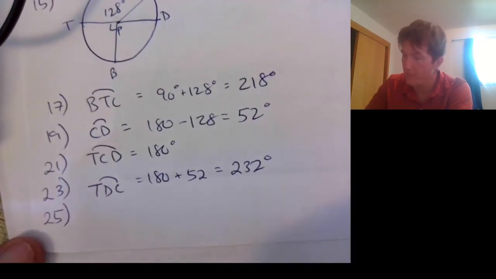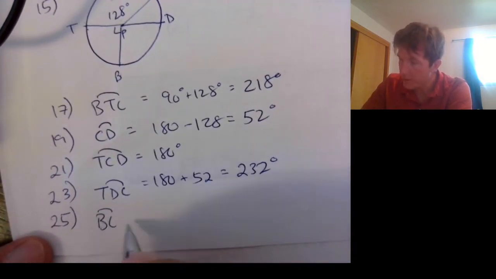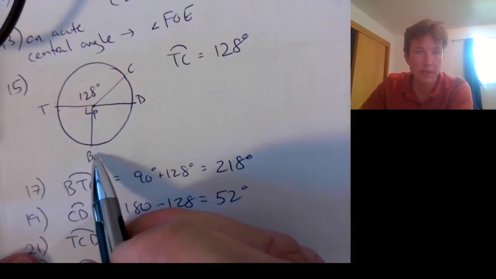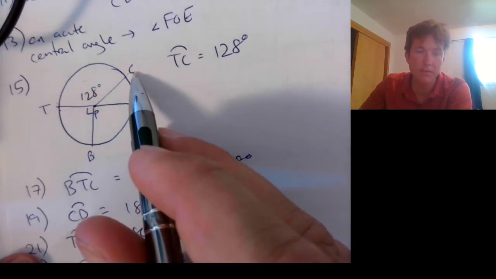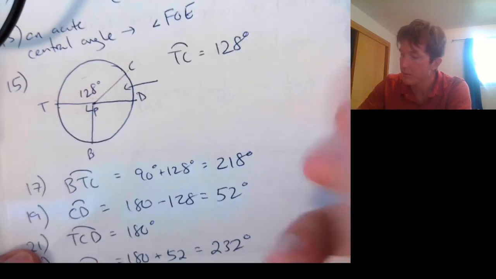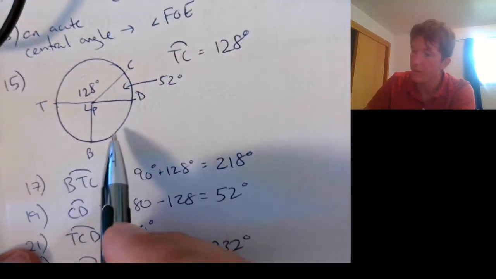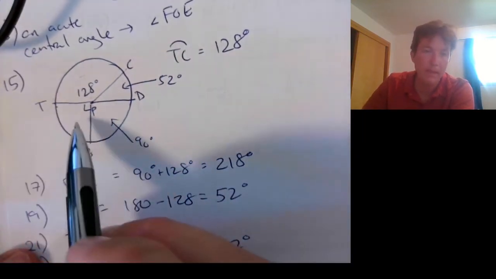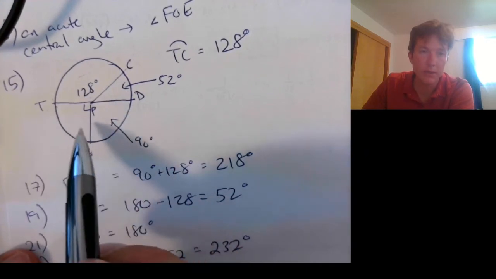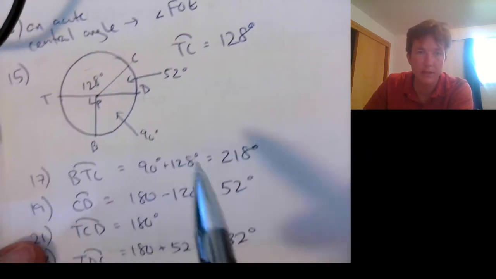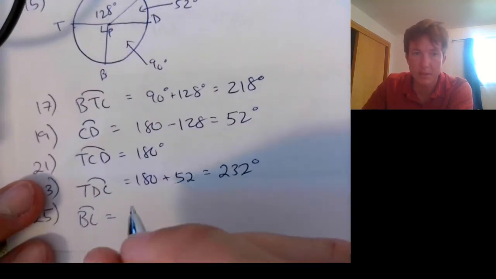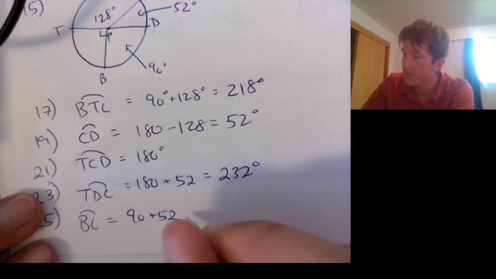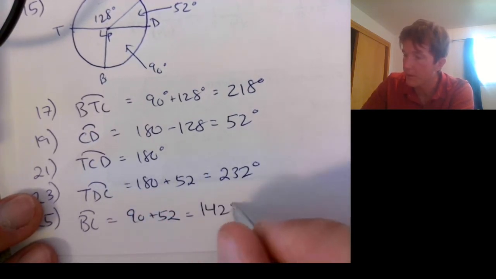Next one, 25. The measure of BC. BC goes from B down here, stretches across all the way up to C. This angle, one last time, is going to be 52. This angle here is going to be 90. Why? Because TB is 90 and TD is 180, so 180 minus that 90 is going to be 90. So the measure of BC is going to be 90 plus 52, which will make it 142 degrees.